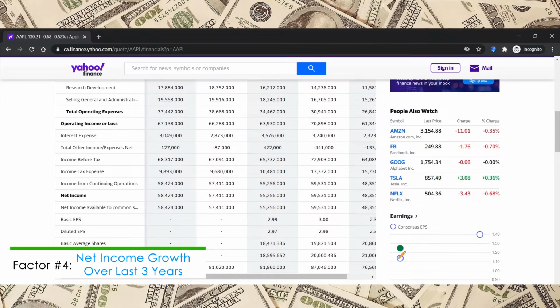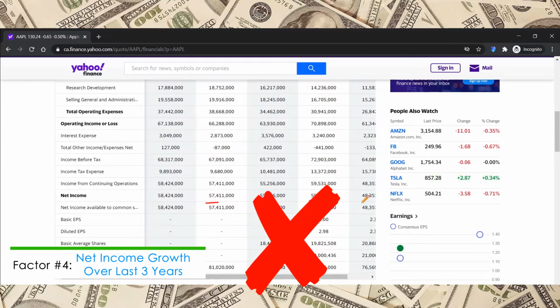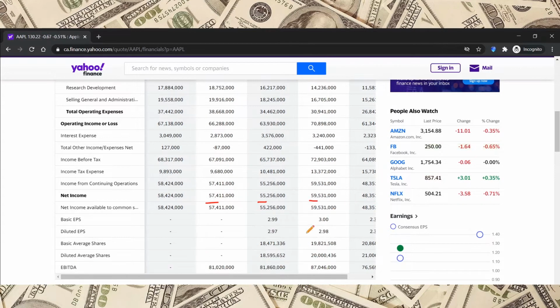Let's see what we're looking at. Net income growth, we're seeing here over the last 3 years 59, 55, 57. So it's less than 3 years ago. However, it's greater than prior year, so it's still an X, but generally if I'm looking at the last 3 years, you want to see this going up and not going in the other direction.